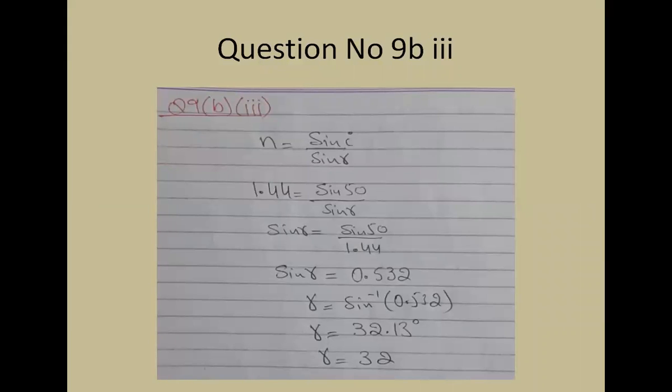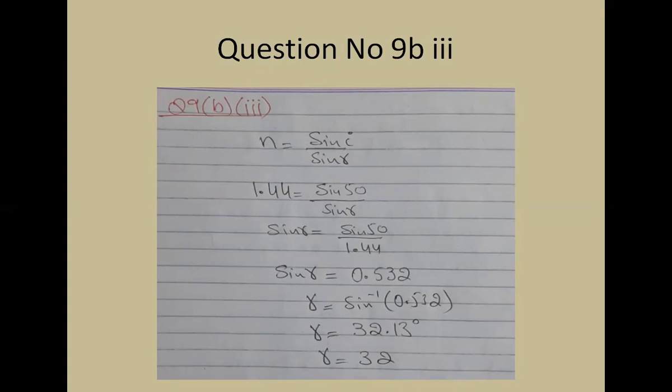Okay, so n is equal to sine i by sine r. 1.44 equals sine 50 divided by sine r. So sine r will be equal to sine 50 divided by 1.44. So enter this value in your calculator. So you will get 0.532.